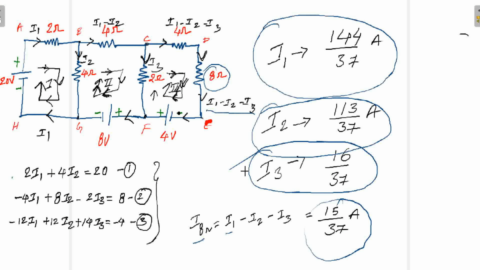Like this, it is possible to find the current flowing using the basic Kirchhoff's laws. If they have asked for the current flowing through this 2 ohms, that is equal to I3. If they have asked for the current flowing through this 4 ohms, that is I1 minus I2. Already we got I1, I2, just subtract it. If I want to find the current flowing through this other 4 ohms, it is I2.